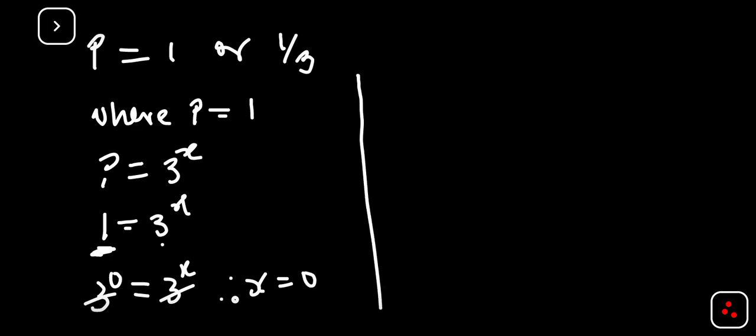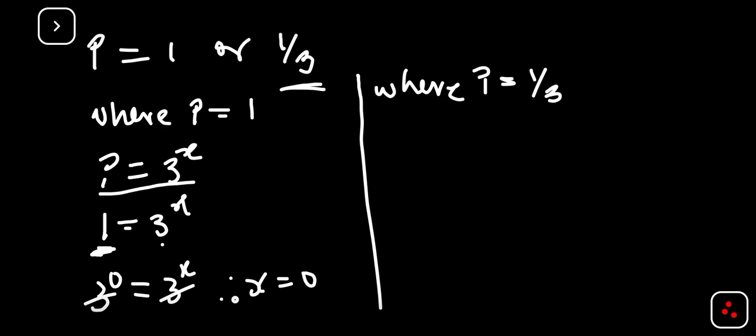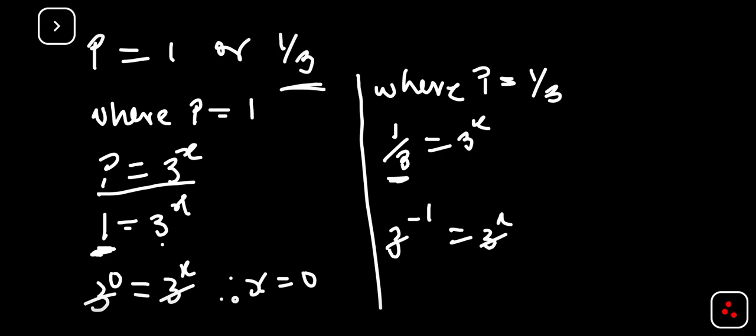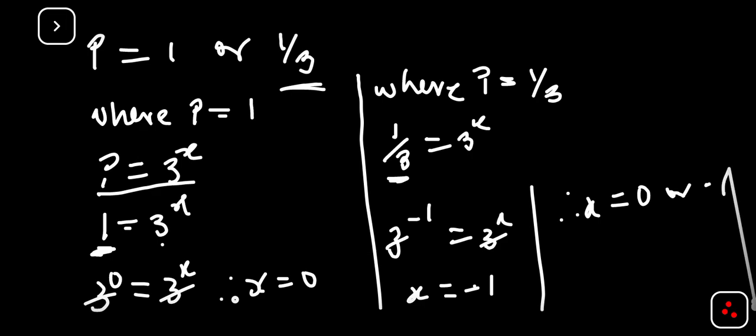You can still do the same thing where p is 1 over 3. Using the same equation, p equals 3 to the power of x, which we got before, we'll have 1 over 3 is equal to 3 to the power of x. And then you know that in indices, 1 over 3 is the same thing as 3 to the power of minus 1, and we still have 3 to the power of x here. We cancel out bases, and then we have x is equal to minus 1. So from our solution, we say that x is equal to 0 or minus 1. And that you see here is your answer.